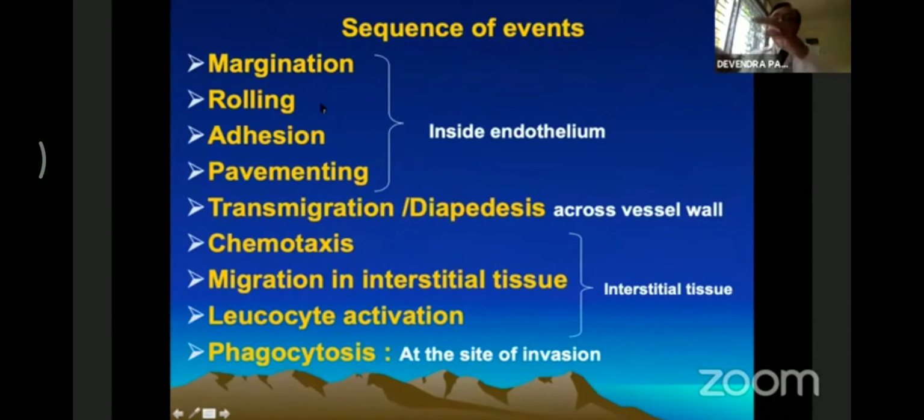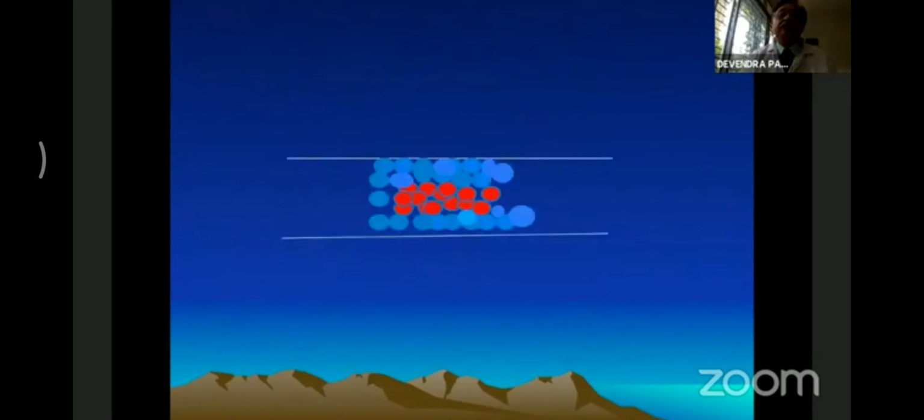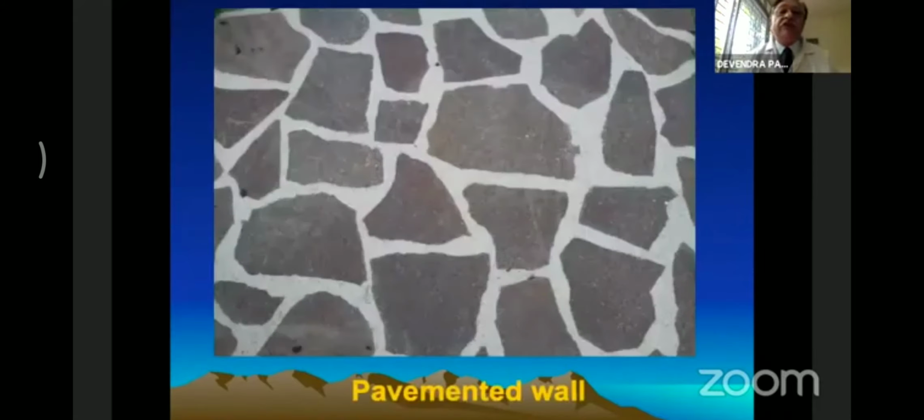They start rolling around the margin, which is called rolling. They're transiently adhering. Ultimately, they adhere. They get fixed to the endothelium permanently. Then it looks like pavementing. Pavementing is what? The entire surface of the endothelium is covered by neutrophils. This is a pavemented wall. These are the tiles which are covering the walls. The neutrophils will be covering the wall.